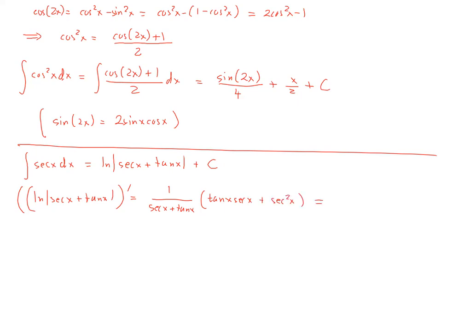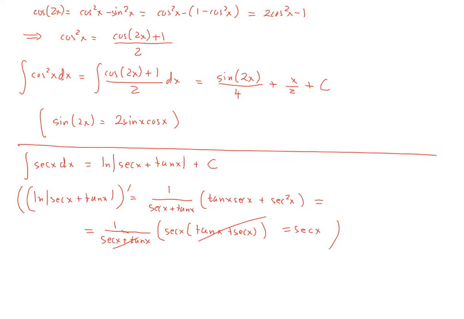So now you can factor out the secant x from the product. So you will have 1 over secant x plus tangent x times secant x times tangent x plus secant x. And this cancels with that, giving you just secant x. And that verifies that this is really the correct antiderivative.